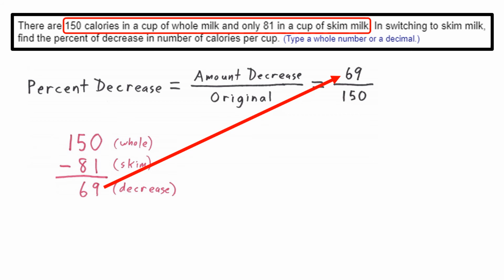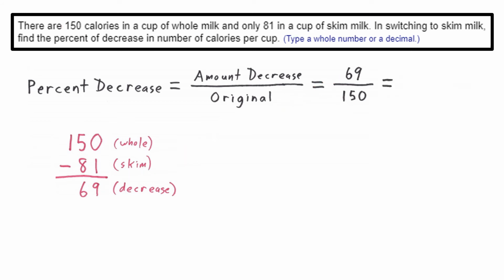Now we need to simplify that by dividing. The top divided by the bottom. Be sure not to do the bigger one by the little one. When you're changing a fraction to a decimal, it's always the top divided by the bottom. And that gives us 0.46.